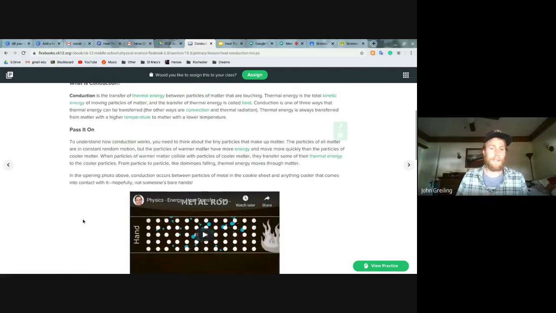Pass it on. To understand how conduction works, you need to think about the tiny particles that make up matter. The particles of all matter are in constant random motion, but the particles of warmer matter have more energy and move more quickly than the particles of cooler matter. When particles of warm matter collide with particles of cooler matter, they transfer some of their thermal energy. From particle to particle, like dominoes falling, thermal energy moves through matter. So in the cookie photo, conduction occurs between particles of metal on the cookie sheet and anything cooler that comes into contact with it, hopefully not your hand.